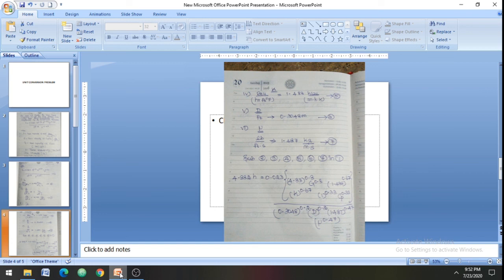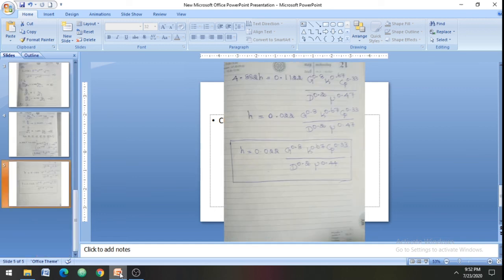So we substitute all the values. We will only concentrate on the numerical term. What is the numerical term? What is the conversion from FPS system to SI system? Rearrange the expression. So h is equal to, finally we got 0.022. So this is the conversion from FPS unit to SI unit. Okay. Thank you for your attention.